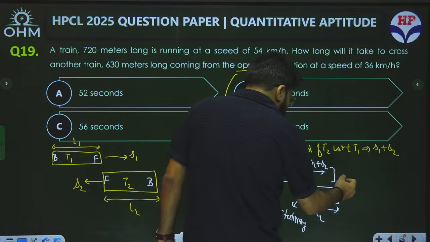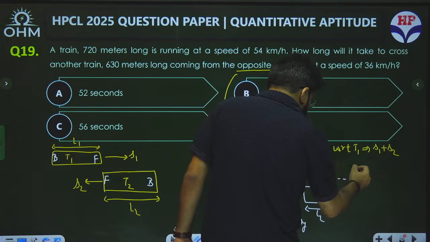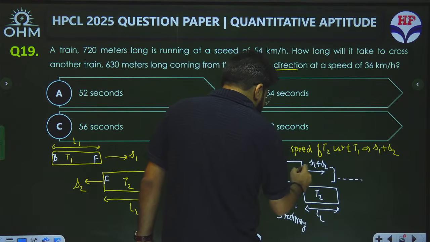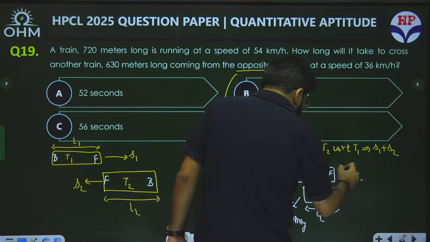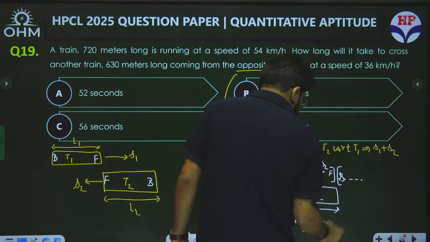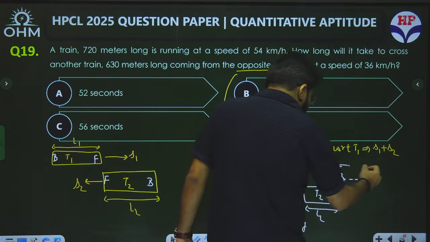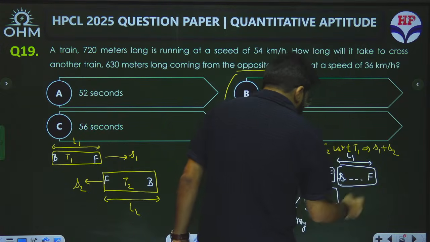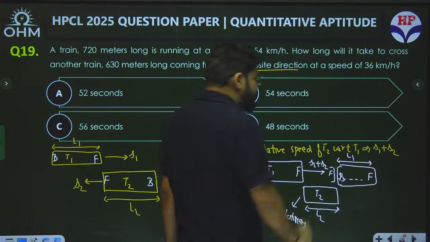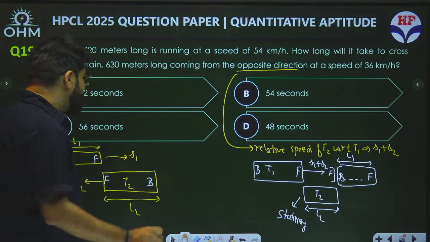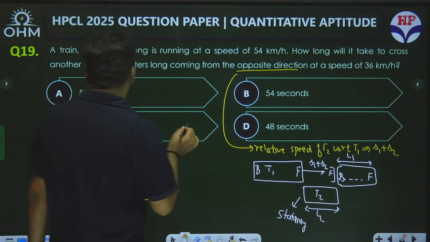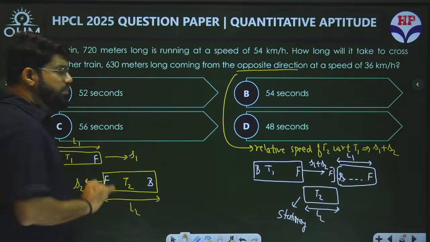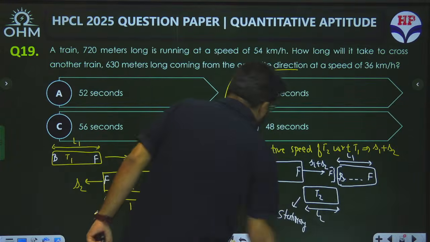L2. Then it has to completely cross. Completely cross means the back of the train T1 has to come up here. This was the front, and after some time the back has to come up here. So this is L1. First it covers L2 and then it covers L1 distance. So to completely cross, the distance it has to travel is L1 plus L2. So what is the time?